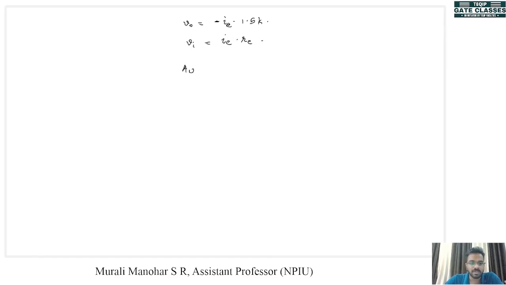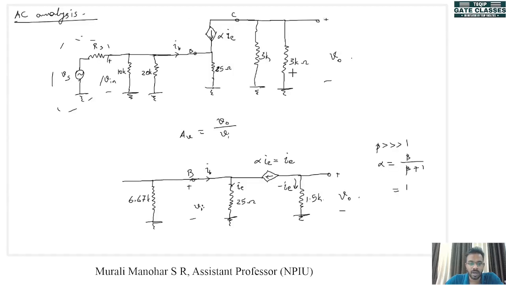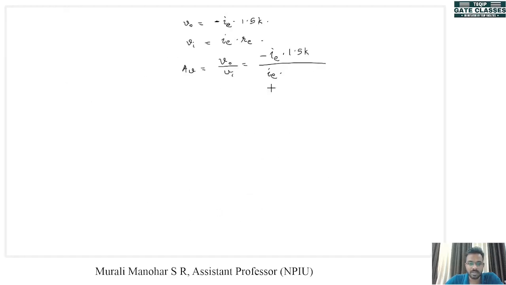So AV is given by V out by Vi, which is equal to minus IE into 1.5K divided by IE into RE. RE is 25 ohm. Now that will be equal to minus 60. So this is the voltage gain of this amplifier. Thus AV is equal to minus 60.